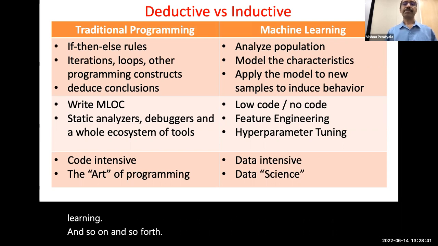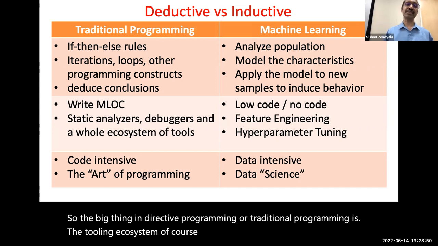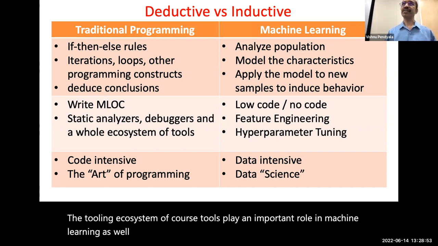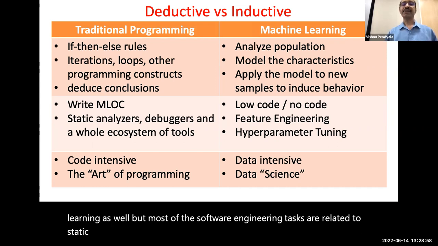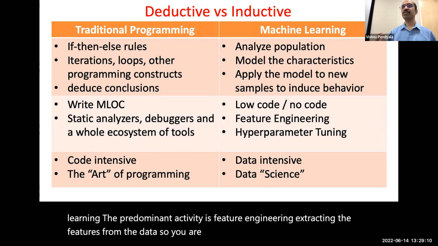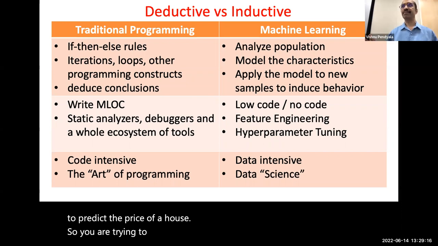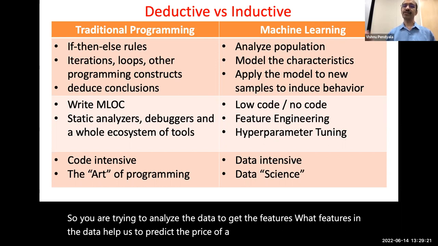The big thing in deductive programming or traditional programming is the tooling ecosystem. Of course, tools play an important role in machine learning as well. But most of the software engineering tasks are related to static analysis, debugging, and using a whole ecosystem of tools. In machine learning, the predominant activity is feature engineering, extracting the features from the data. If the problem is to predict the price of a house, you are trying to analyze the data to find what features help us to predict the price of a house. That is called feature engineering.